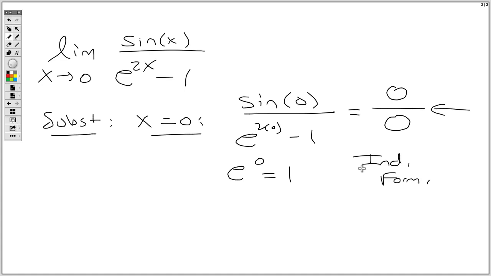Now, if you think back to chapter 2, when we had indeterminate forms, we had a handful of tricks to help us. We could try to factor things out, cancel things out. We had sine x over x as a special limit. We didn't really have any special limits with the exponentials. So at this point, we'd be kind of stuck. What do we do? Well, this is where L'Hopital comes into play.